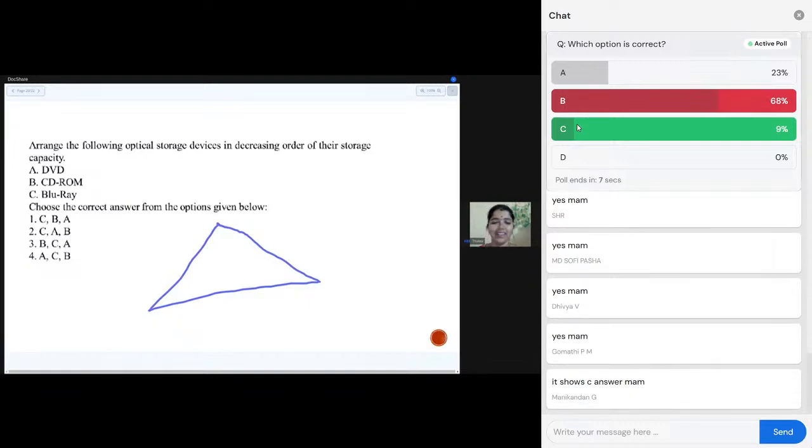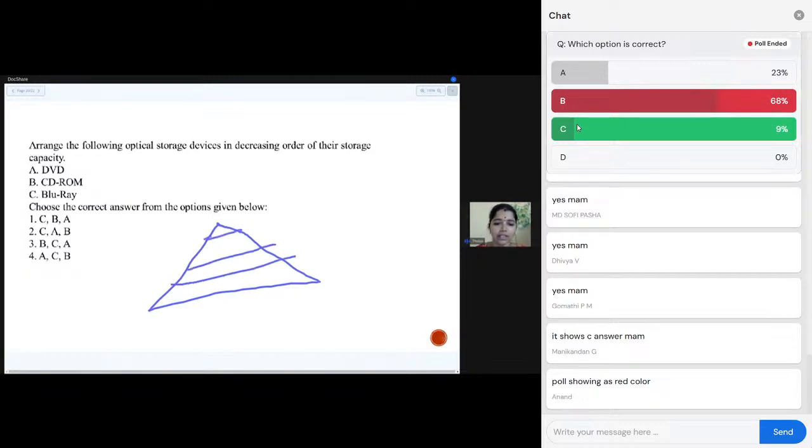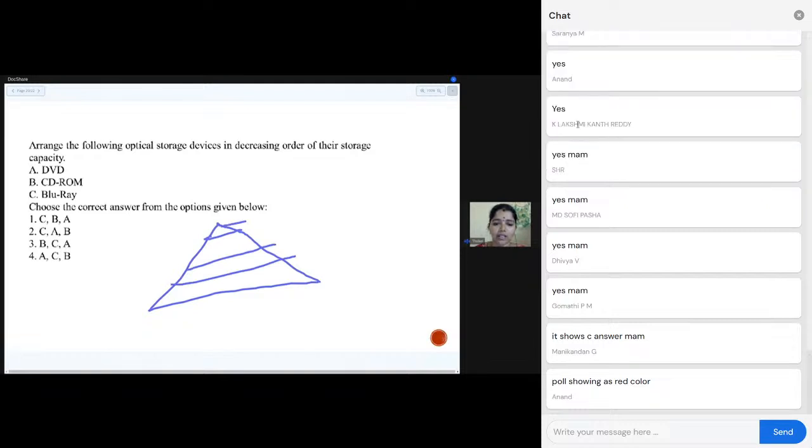Arrange the following optical storage devices in decreasing order of their storage capacity. In ICT, we have a concept of memory. In memory, we have the register. The right answer is B, not C. It's B.